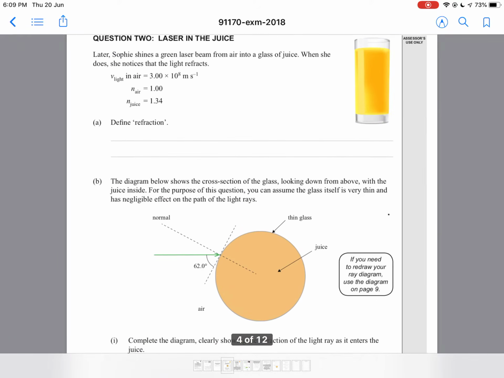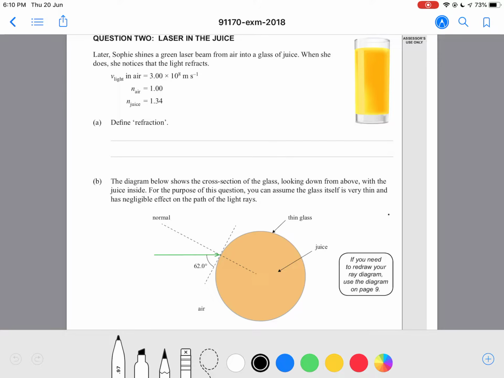Question 2. Sophie shines a green laser beam from air into a glass of juice. When she does, she notices that the light refracts. The velocity of light in air is 3 times 10 to the power of 8 meters per second. The refractive index of air is 1. The refractive index of juice is 1.34. Define refraction. Simply, we're just going to say refraction.